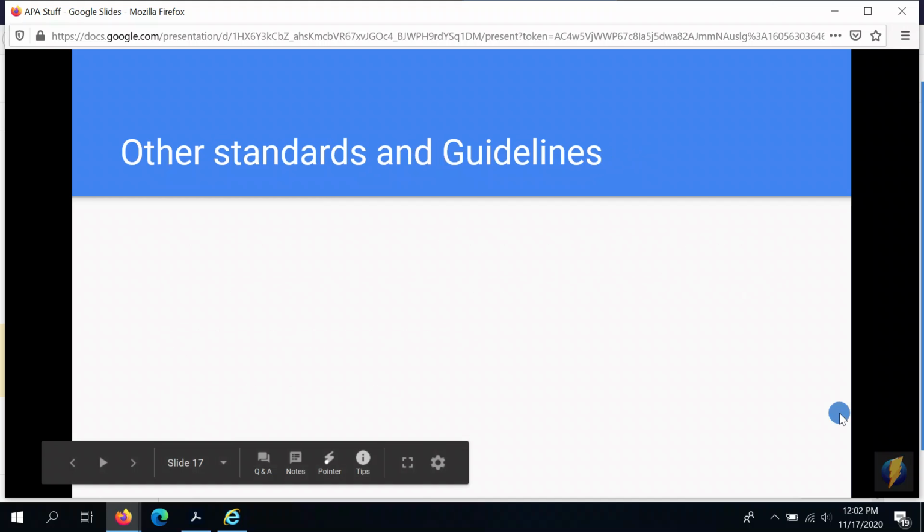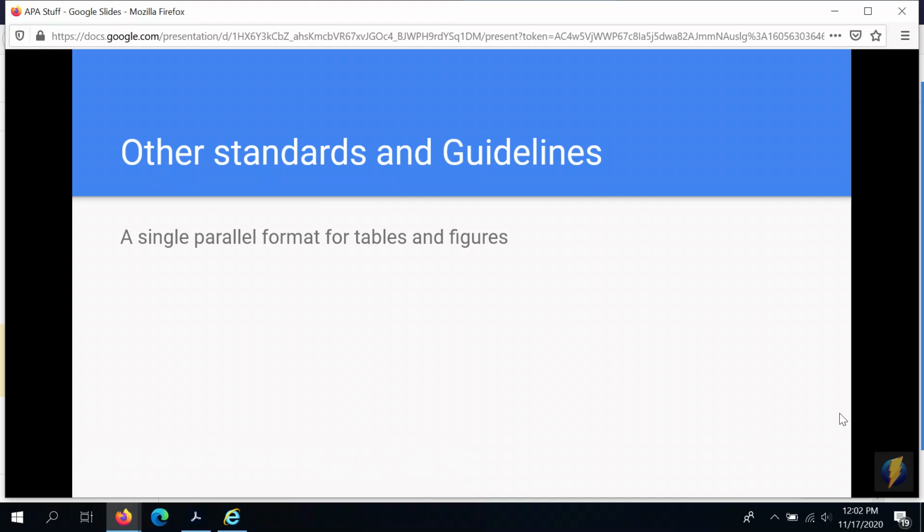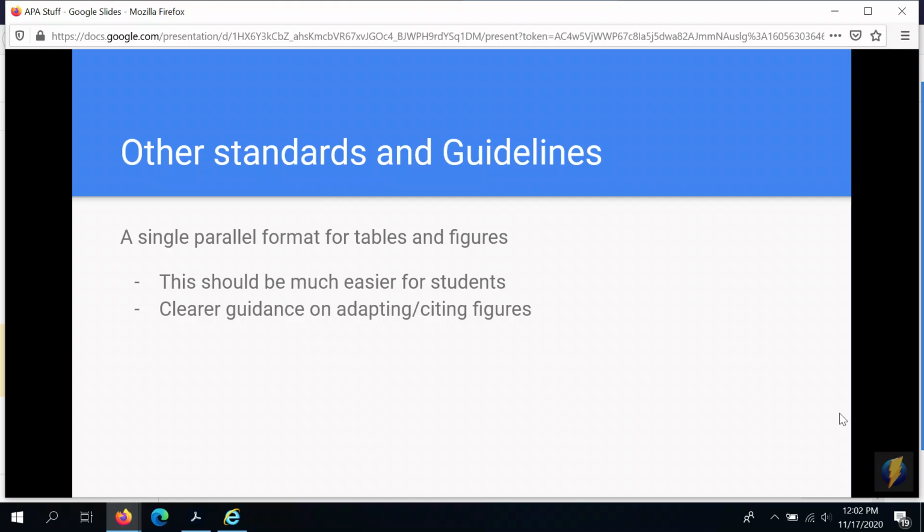So some other standards and guidelines that have been changed or updated. There's now a single parallel format for tables and figures when they are used in a paper. This is something that I think is much easier for students who have often struggled with this, and I have a screen grab to illustrate in a minute. Particularly because there's clearer guidance as well on how and when to adapt or cite a figure. That is another thing that undergraduate students in particular seem to want to do a lot, and it's now just a little bit easier.